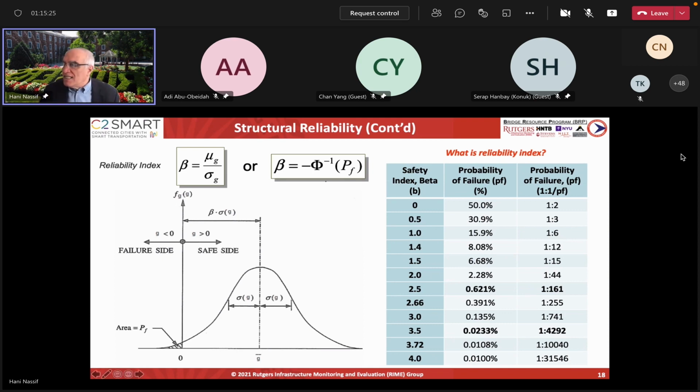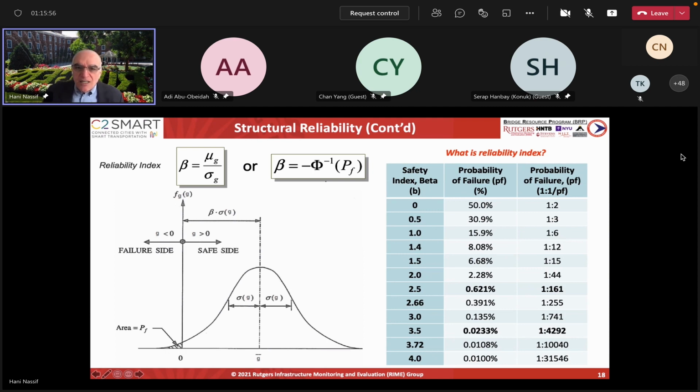So the limit state is this one. This is what we refer to. This is the limit. Below this one, you are failure. Above this one is safe. But how safe is safe? The safety is measured by beta. And when we say beta is 3.5, for example, that means your mean value is about 3.5 standard deviations away from the 0, from the failure.